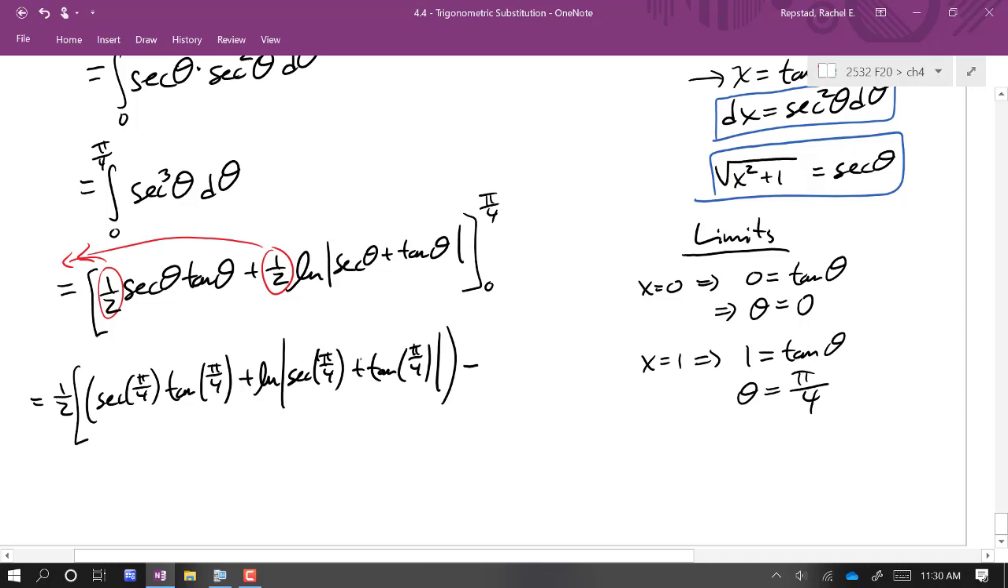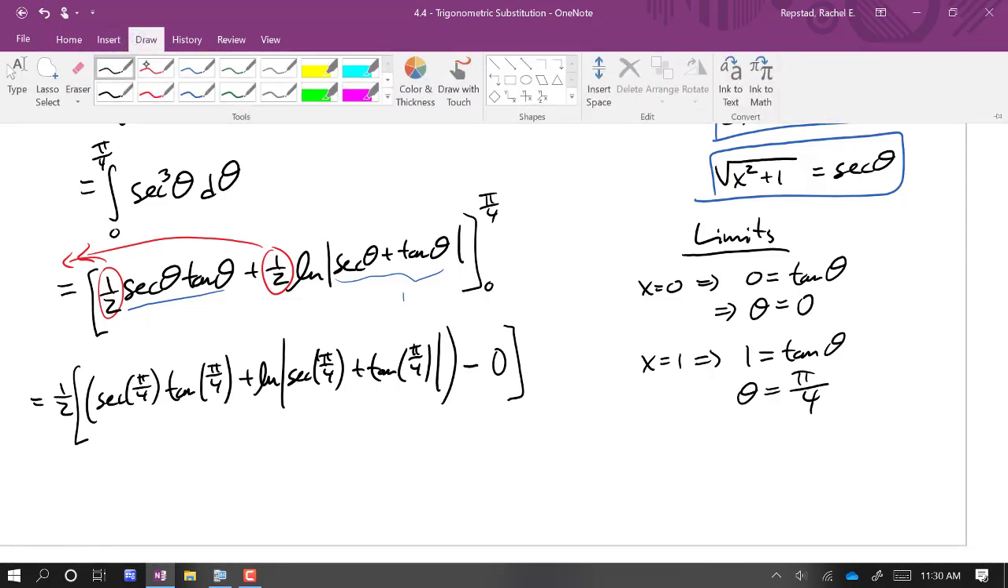Now when we plug in 0, you can work out the actual details here, but tangent of 0 is equal to 0. So if we plug in theta equals 0, that term definitely zeroes out because there's a factor of 0. Secant of 0 is equal to 1, and tangent of 0 is equal to 0. So this becomes ln of 1, and ln of 1 is 0. So the whole thing will zero out when you let theta equal 0.